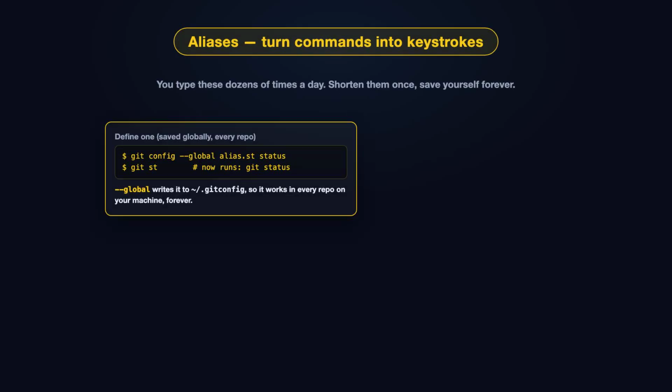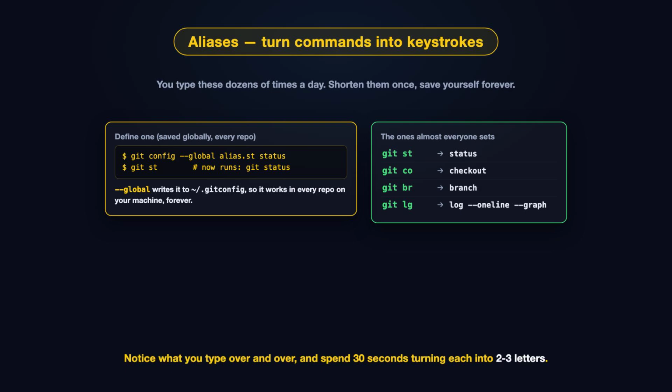Last piece, and it is the one that actually saves your fingers: aliases. You type git status, git checkout, git branch dozens of times a day, so shorten them once and stop typing them out. Git lets you define an alias with git config --global alias. then the short name, then the real command. For example, git config --global alias.st status makes git st run git status. The --global part means it is saved in your global git config, a file called .gitconfig in your home folder, so it works forever, in every repo on your machine, not just this one.